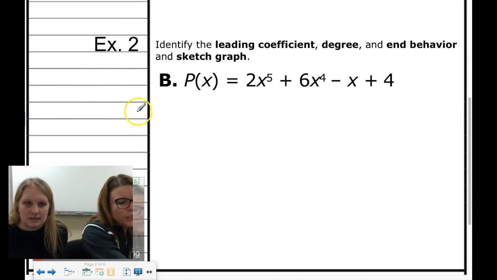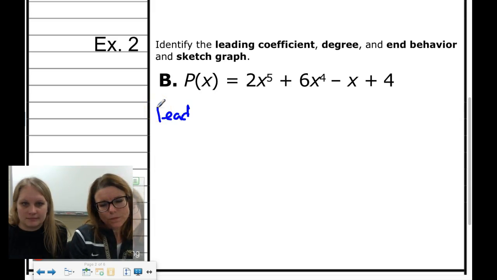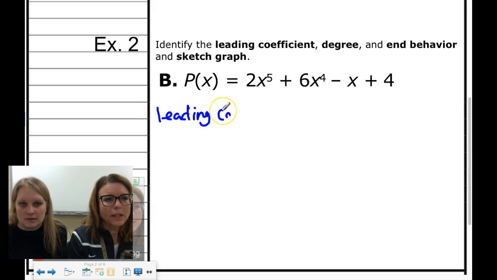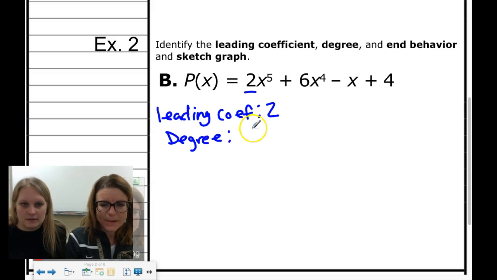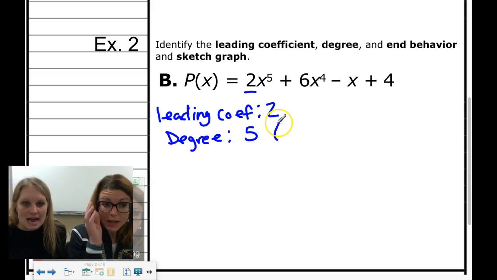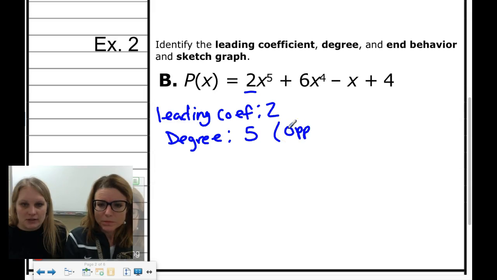Yeah, leading coefficient. It's going to be a 2. The degree is 5, which is odd. So we're going to have opposite direction arrows.